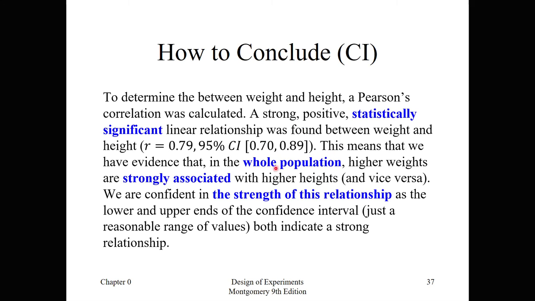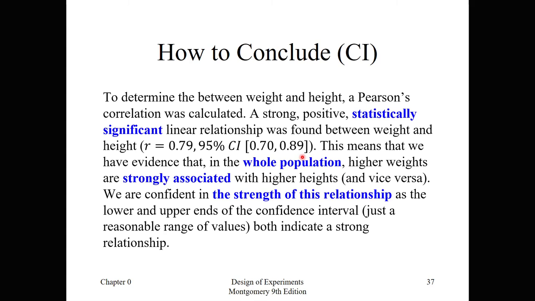Now note that I can also add, in addition to the fact that I have evidence for the whole population, again, statistical significance, I also have evidence that the higher weights are strongly associated with higher heights. So previously I just said that they were associated, that there was a positive association, and that was true based on the previous statistic with just a p-value. But now that I have a confidence interval, I'm able to indicate the reasonable range at which the size of the effect would be. I would expect the size of the effect for a 95% confidence interval, the true population size of the effect, to be between 0.7 and 0.89.